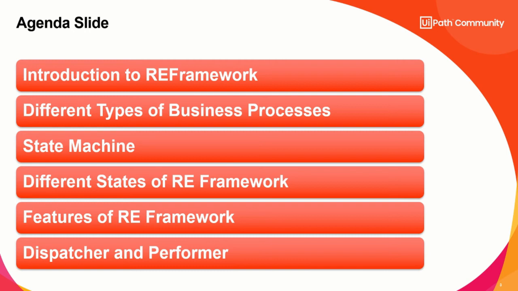This is pretty much a high-level view of the framework. Apart from the framework, we will be seeing what the different types of business processes are, what the state machine is and the different states of the RE framework, what the features of the RE framework are, the dispatcher and performer, and finally we'll see an implementation of the dispatcher and performer. So let's look into each of these topics.